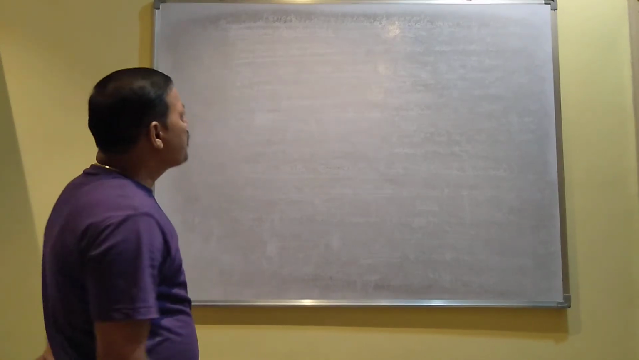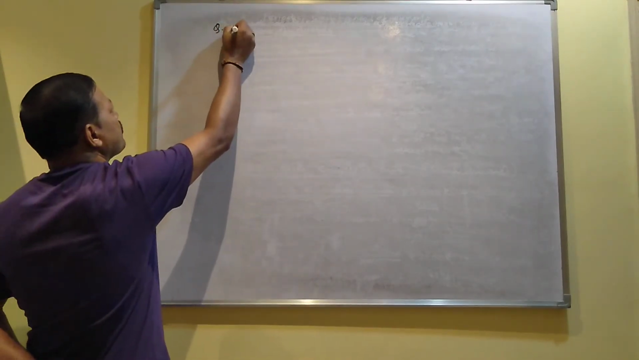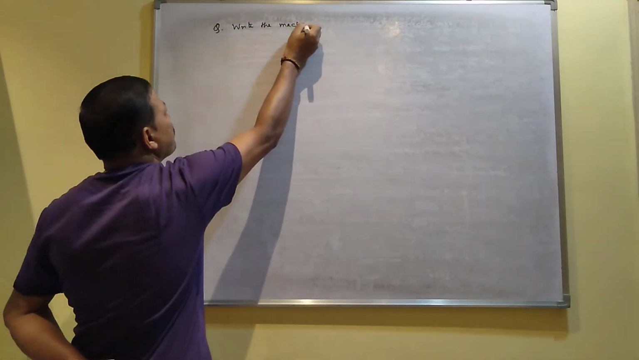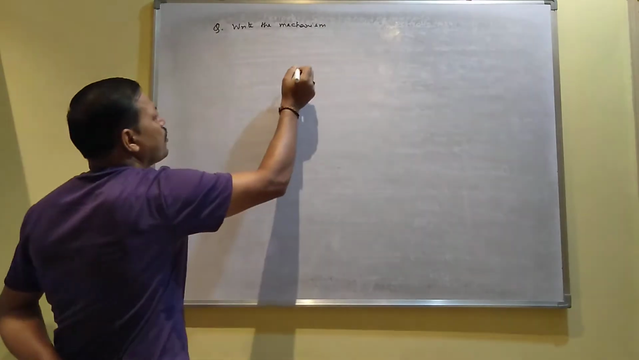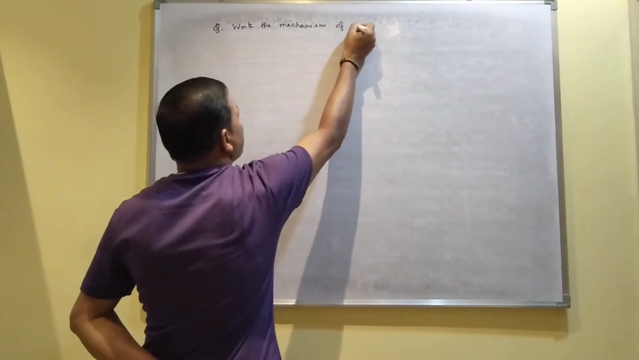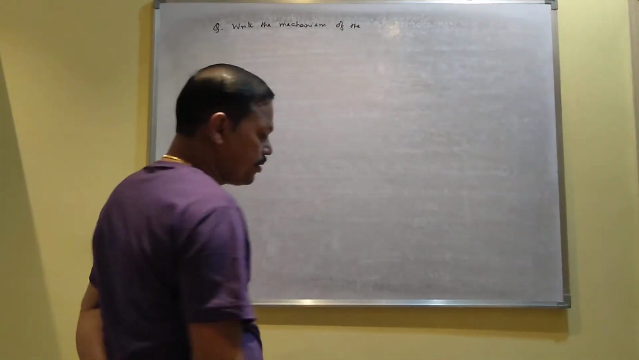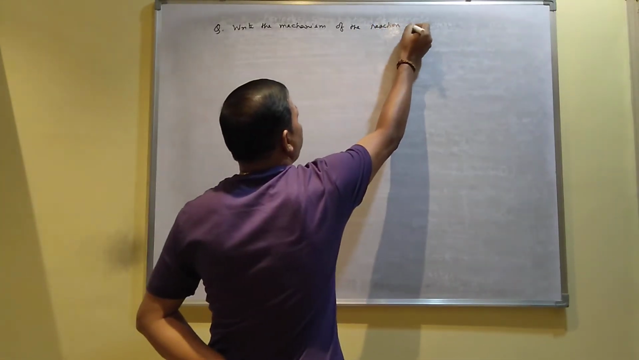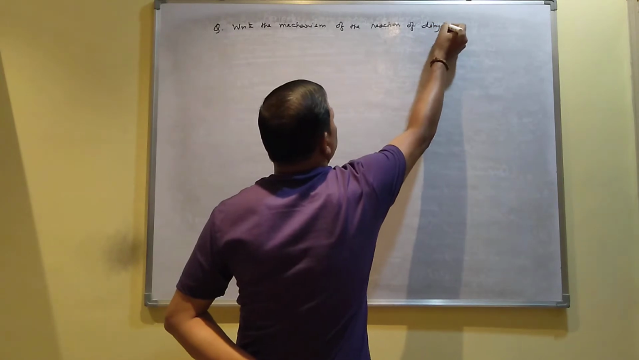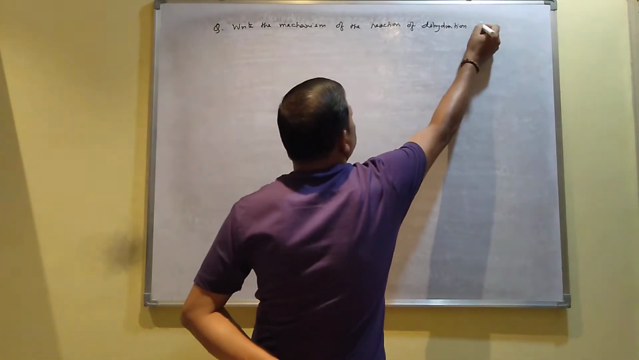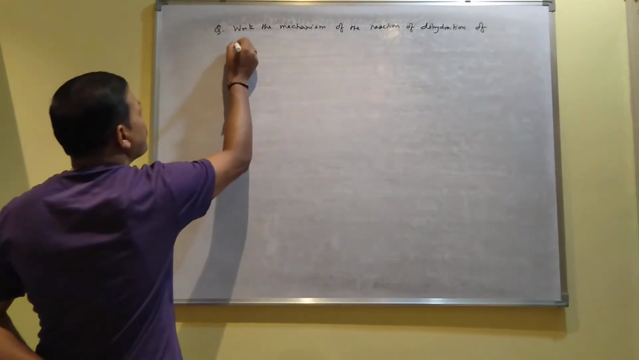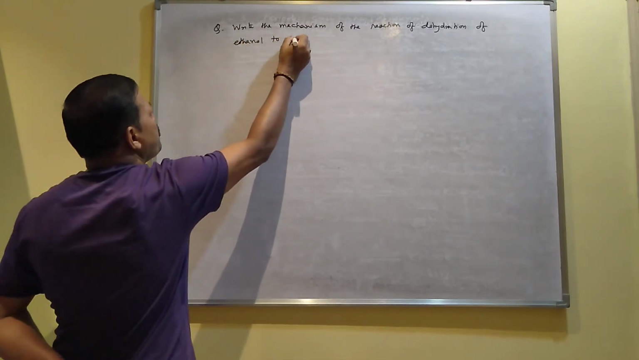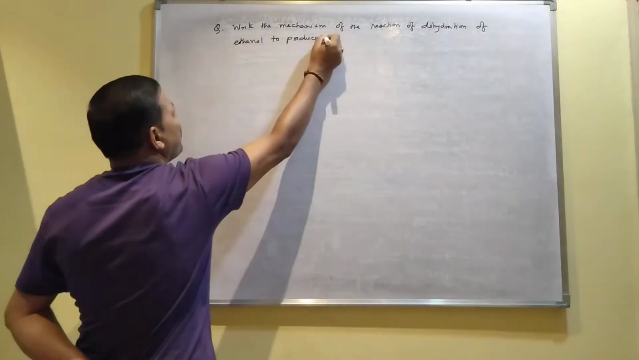Okay, now I'll give you one question. Write the mechanism of the reaction of dehydration of ethanol to produce ethene.